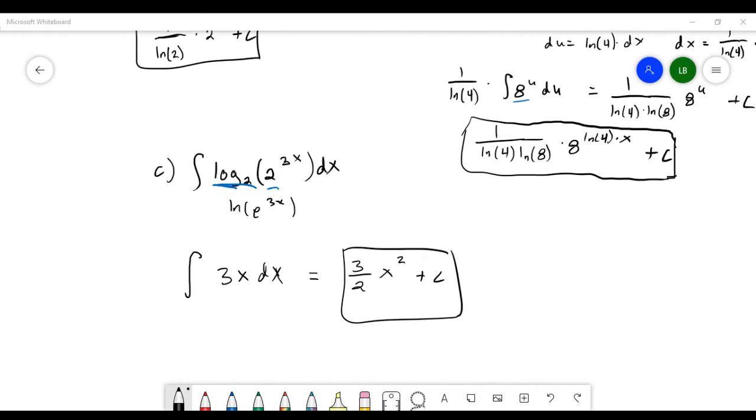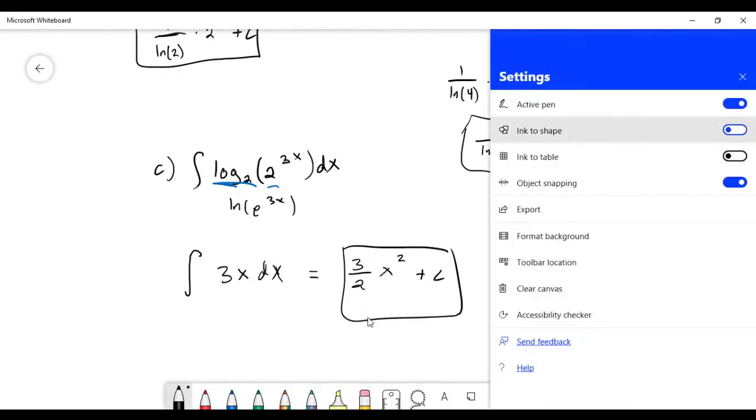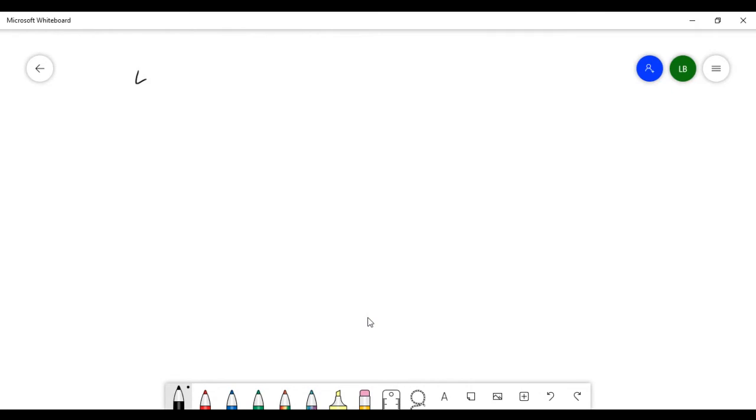Alright, let's go ahead and move on, because we do need to talk about L'Hopital's rule.